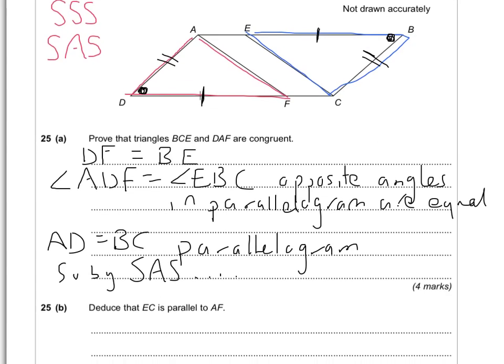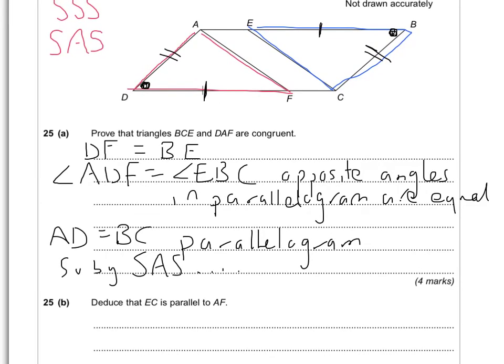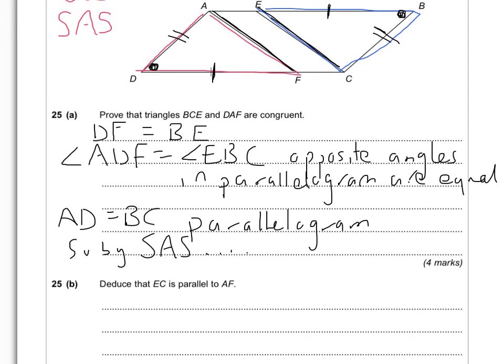The last part of the question is to deduce EC is parallel to AF. So EC is this length here, and we need to deduce it's parallel to AF. Now it looks parallel, but we have to prove it. So to do that, one of the first things I would say is that AB and DC are parallel because it's a parallelogram. Because the two triangles are congruent.